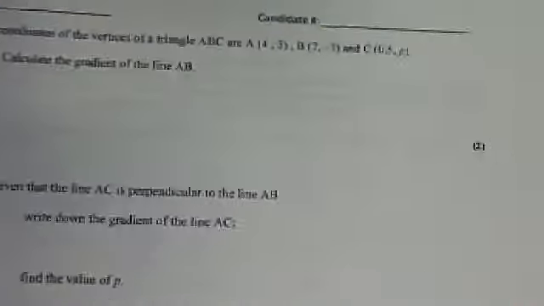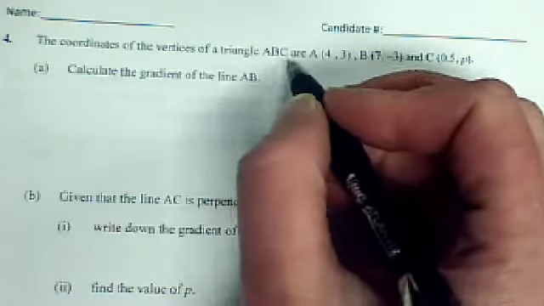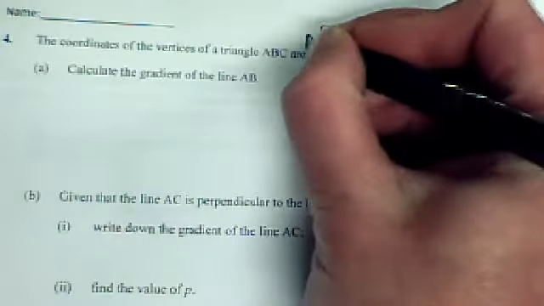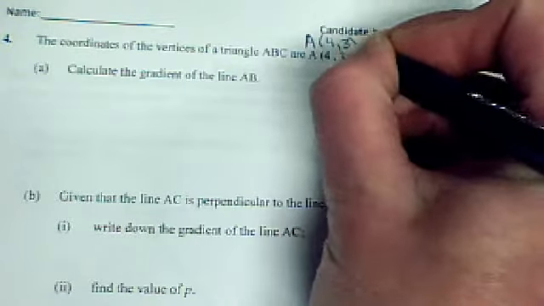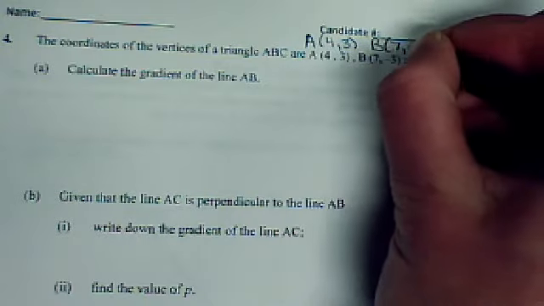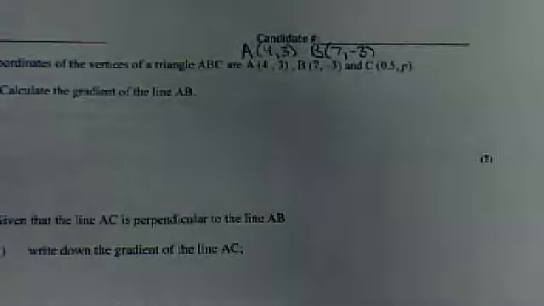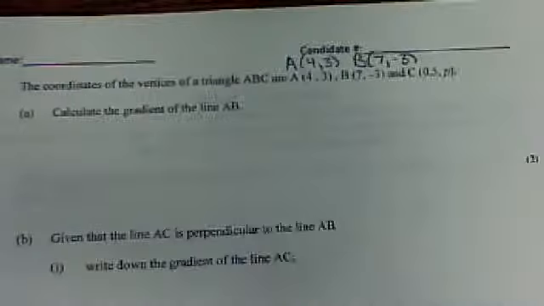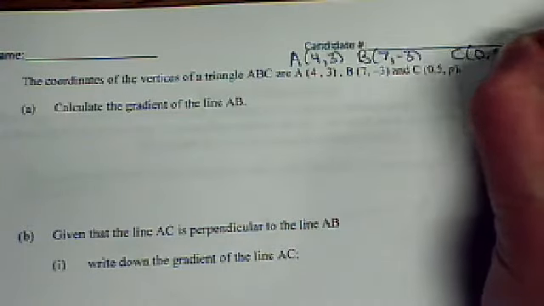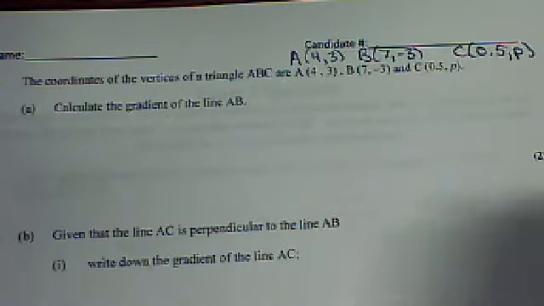Number 4. We have the vertices of a triangle ABC. We've got A is (4, 3). Let me write this a little bit better. I know it's fuzzy today. B is (7, negative 3). And C, I don't know why I cannot get this to focus better today. C is the point (0.5, P). And there's a lot of ways to do this problem, so we'll just go through one method.